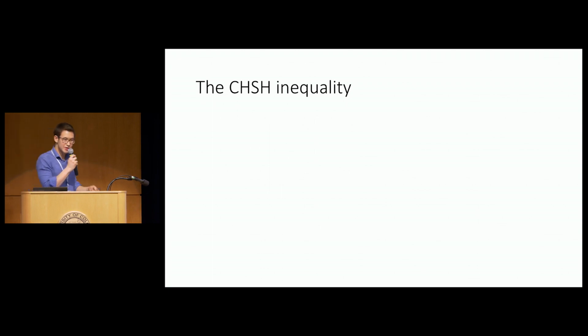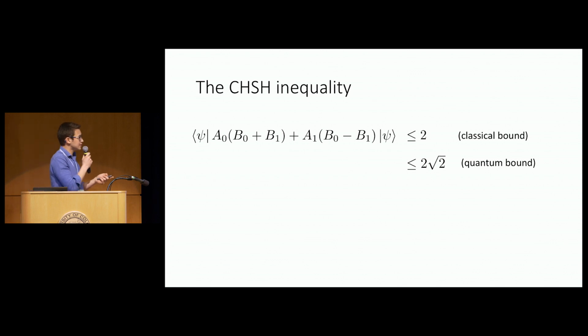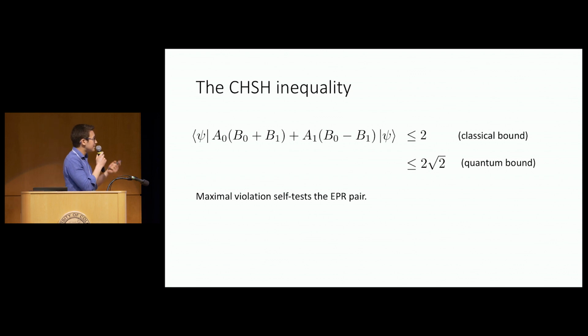And there's an equivalent formulation of CHSH, which I'm sure many of you have already seen, which is the CHSH inequality. It's equivalent in the sense that it's just obtained by considering the expected score of the provers in the game. The left-hand side of this inequality looks like this. And when psi is restricted to be a product state, 2 is the upper bound. This is the classical bound. If we allow psi to be entangled, then we can reach 2 square root of 2. And as you can expect, any correlation that attains maximal violation, or attains this bound, self-tests the EPR pair.